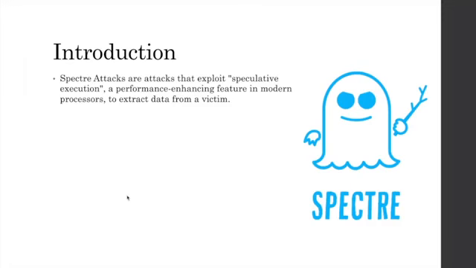So what is a Spectre attack? Spectre attacks are attacks that exploit speculative execution, which is a performance enhancing feature in modern processors, to extract data from a victim.